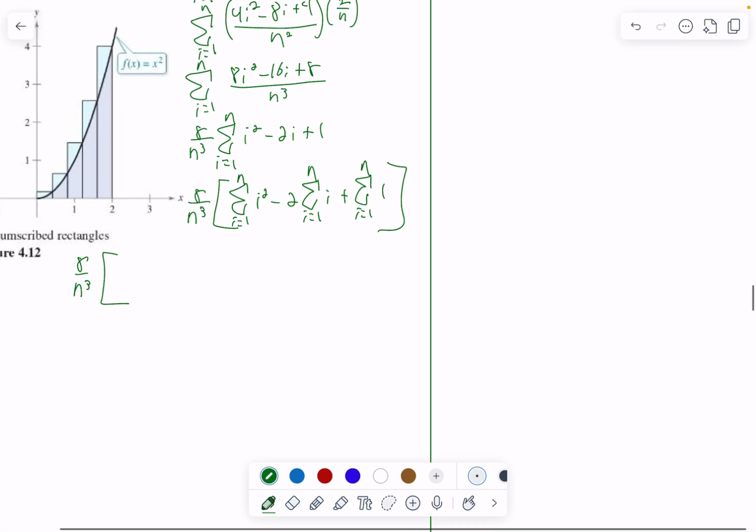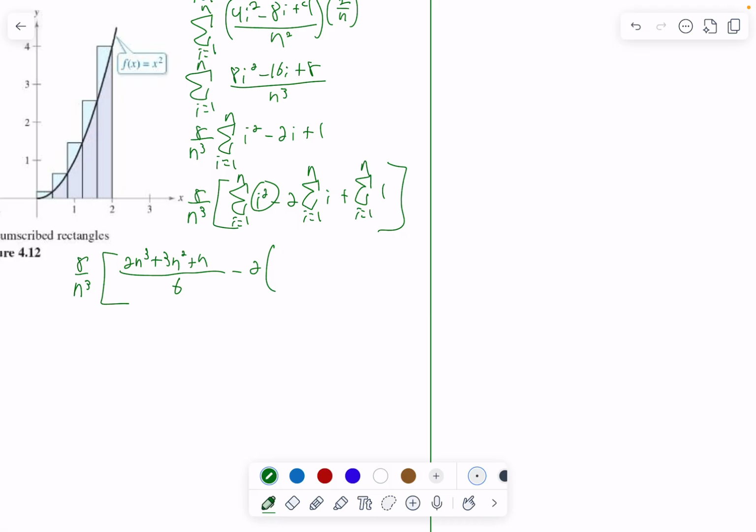Now I'm going to substitute a summation formula, in this case for i squared. So that's 2n cubed plus 3n squared plus n, all over 6, minus 2 times the summation formula for i, which is n squared plus n over 2, plus the sum from i equals 1 to n of just 1, which is that constant times the upper bound. 1 times n is just n.